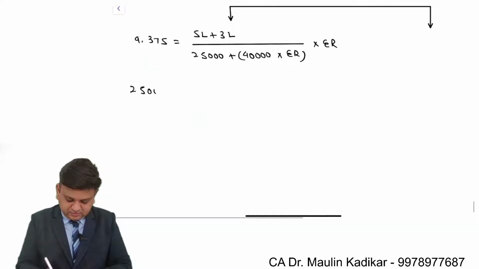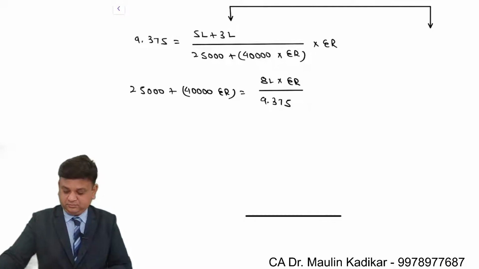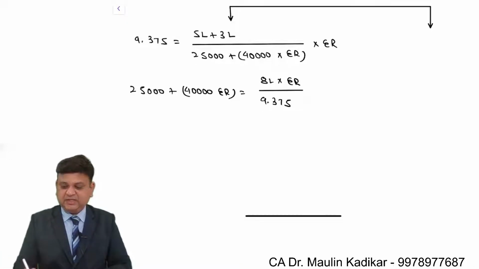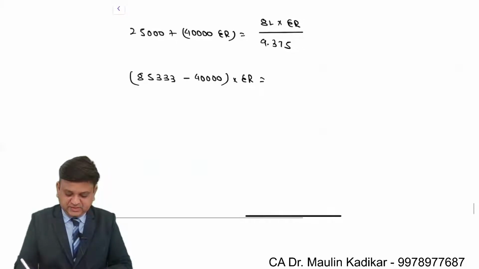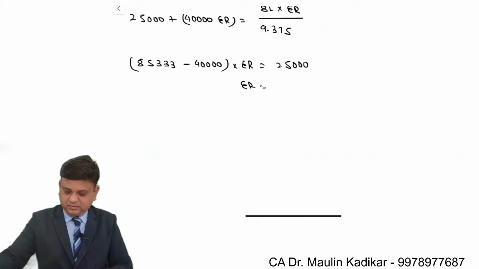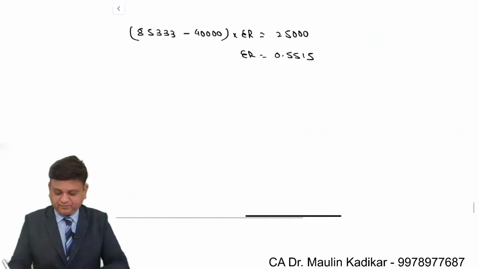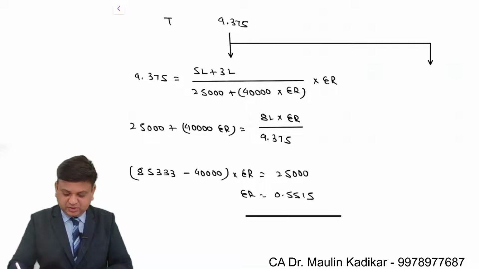So over here 25,000 plus 40,000 into exchange ratio is equal to 8 lakhs into exchange ratio divided by 9.3750. 8 lakhs divided by 9.375, that comes to 85,333. Minus 40,000. This exchange ratio is kept common. So the final answer of exchange ratio will be 25,000 divided by 45,333. That comes to 0.5515. This is the minimum required exchange ratio by the target company so that EPS attributable to it is not reduced.